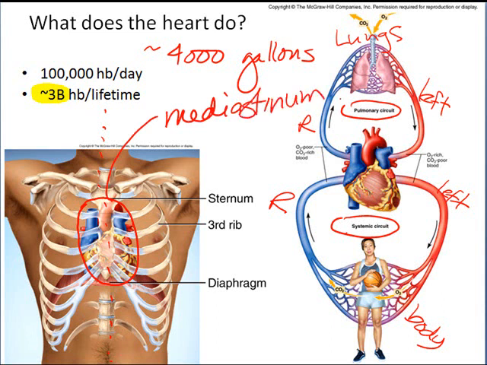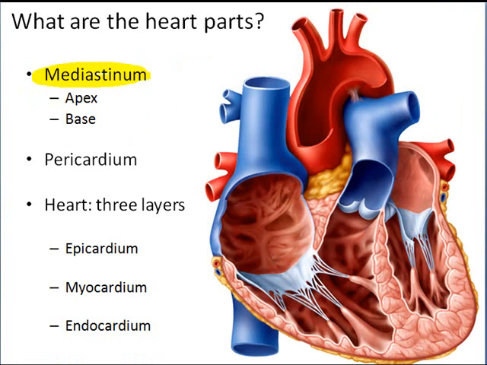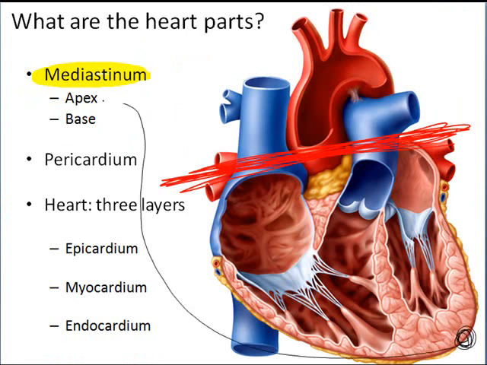You'll notice that the heart is oriented so that the broadest portion of the heart up here is located superiorly, and the point of the heart, which is called the apex, is located inferiorly. We call the broad part at the top the base. I know that seems odd, but because it's the broadest part, they call that the base of the heart. The apex of the heart is the point or the tip of the heart that's located inferiorly.